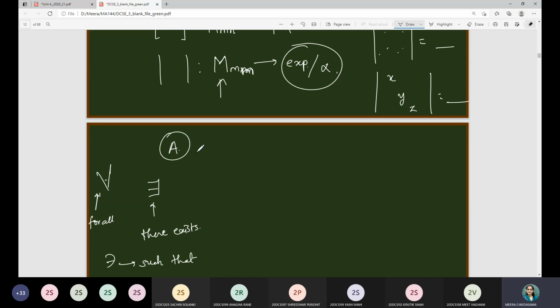So if A is a given square matrix, and if there exists another matrix B such that AB is the same as BA is the same as an identity matrix, then A is said to be an invertible matrix and B is called the inverse of A. The notation for it is this one.